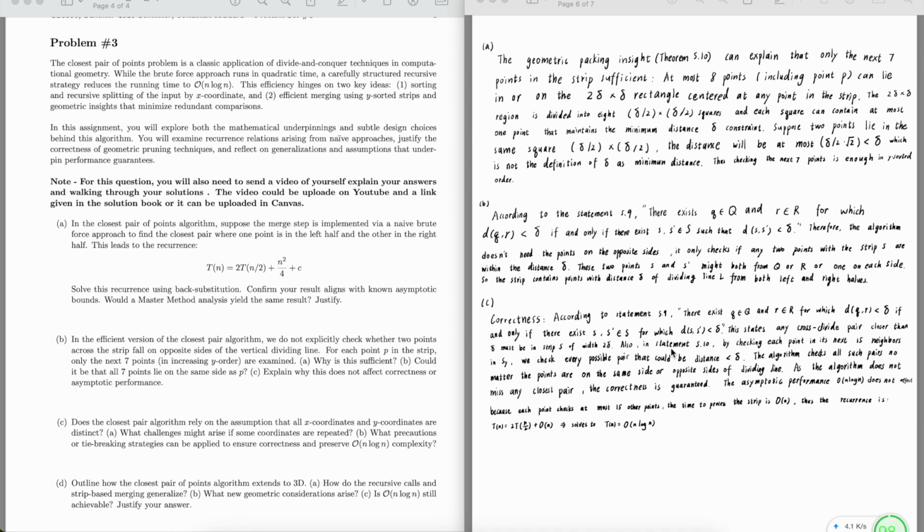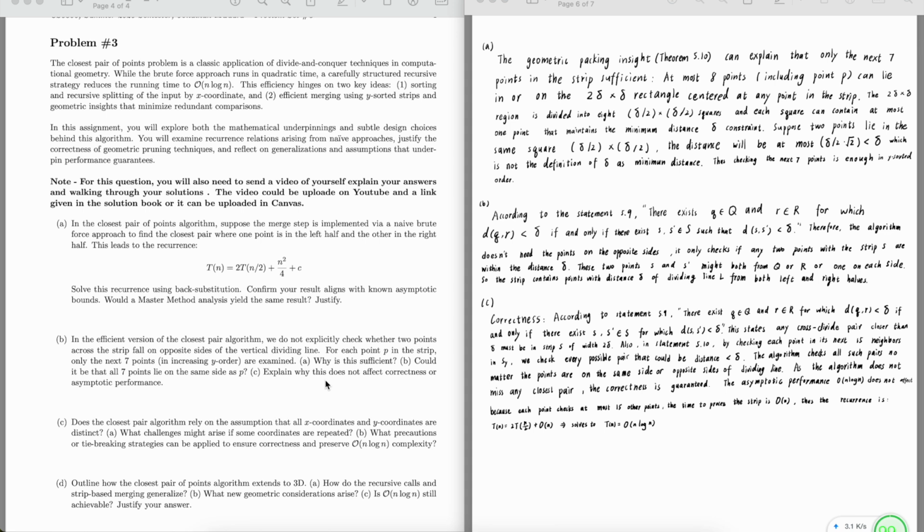Therefore, the algorithm doesn't need the points on opposite sides. It only checks if any two points within the strip S are within the distance delta. These two points S and S prime might both be from Q, or both from R, or one on each side. So the strip contains points within distance delta of the dividing line L from both the left and right halves. It's okay.